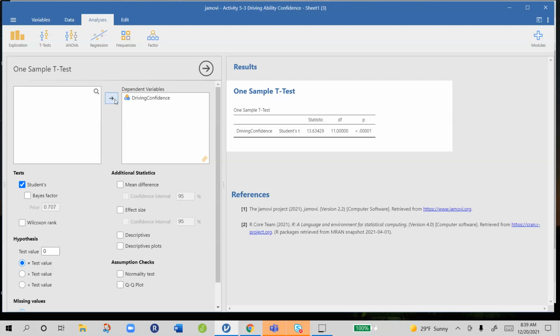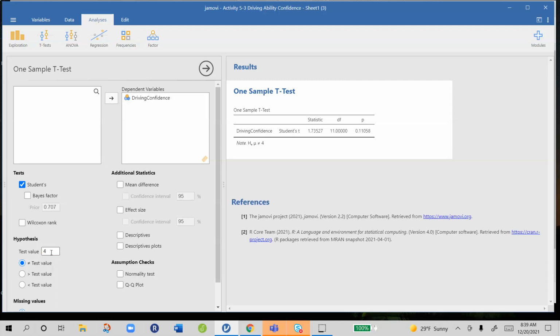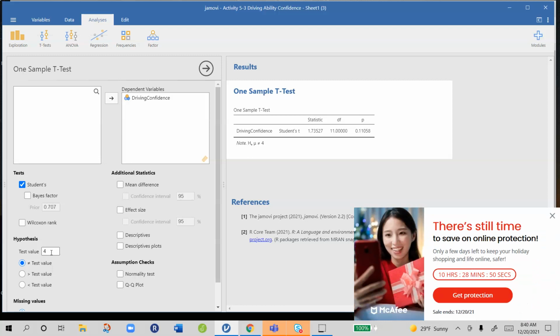Now, the point of this analysis is to compare the mean driving confidence score for people to the midpoint of the scale. And the midpoint of the scale was 4. So I'm changing the test value from 0 to 4. Otherwise, it's just going to compare our mean to 0. And 0 doesn't make any sense because it's not even a possibility on the scale. The scale ranges from 1 to 7.